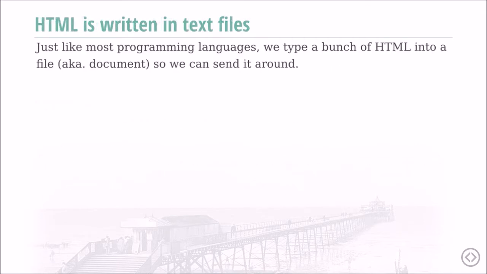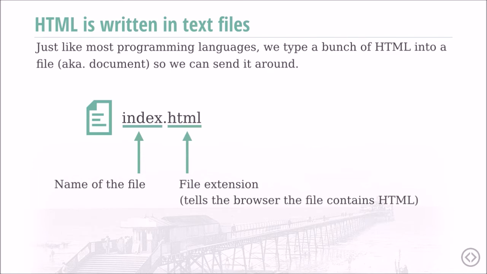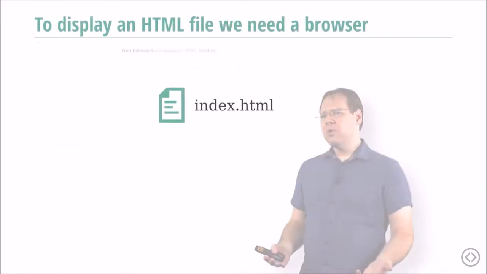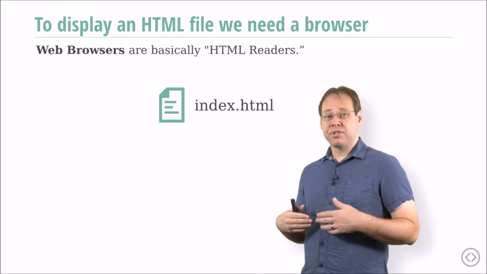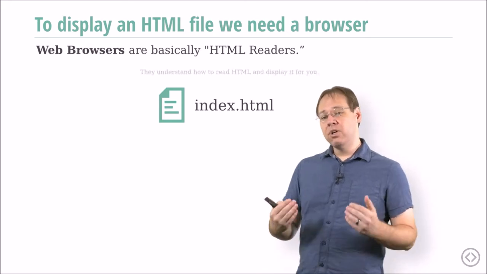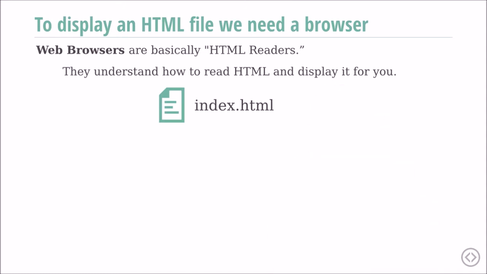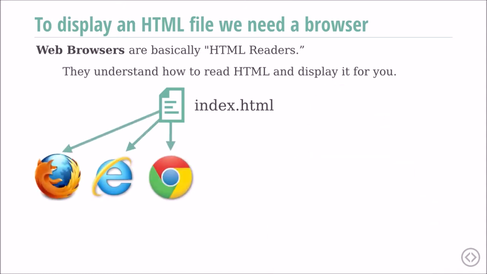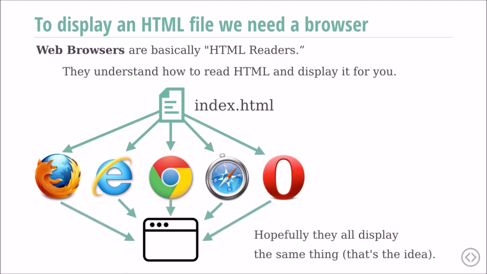When we write HTML, we put it inside of a file, and we always make sure that the extension for that file is .html. And that lets our web browser know to display that markup properly. So a web browser is really just an HTML reader. The browser takes in some HTML and knows how to display that markup language properly on the screen for you. And hopefully that markup is displayed the same no matter which browser you use. At least that's the idea.